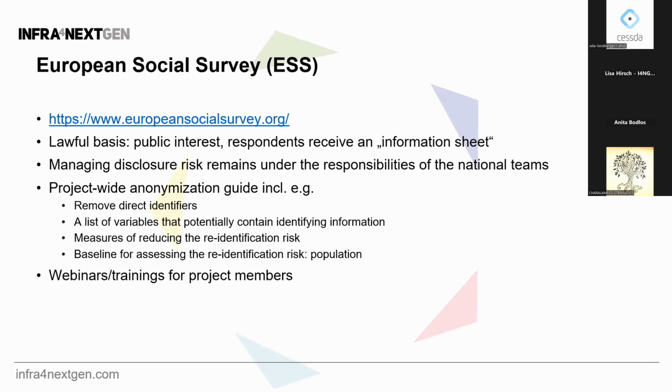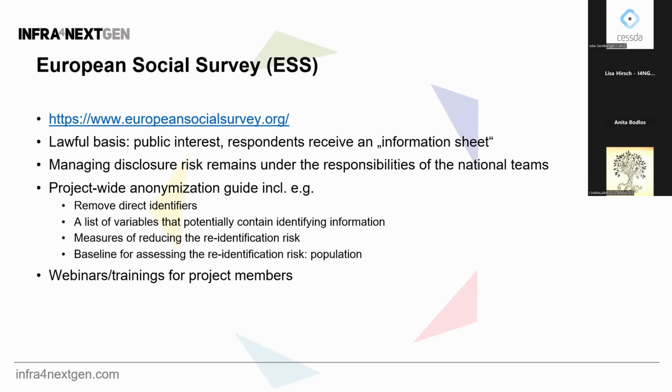There is a project-wide anonymization guide, which includes, for instance, guidelines on how to handle this anonymization. So also the ESS is aware of the fact that there is no recipe, so they do not give concrete checklists of what to do, but they lay out some guidelines. One of these guidelines is to remove all direct identifiers.